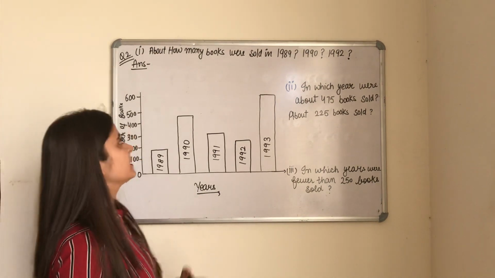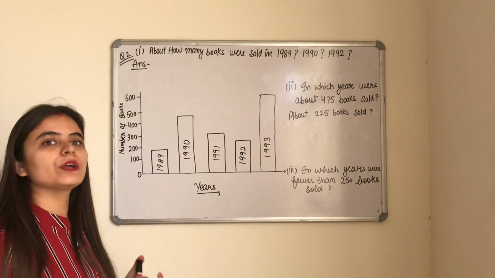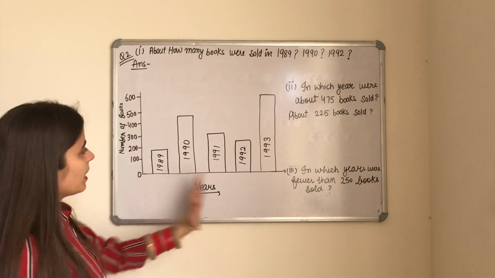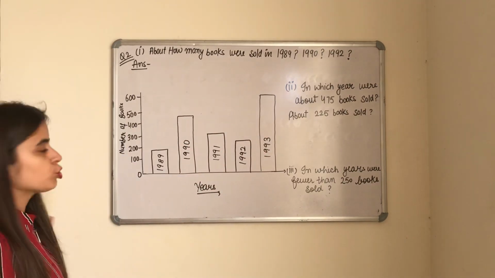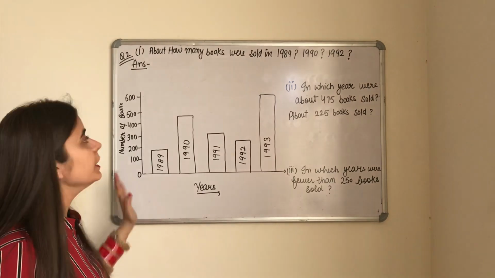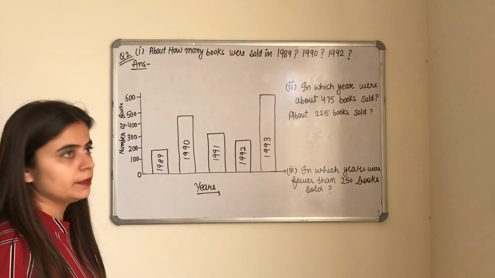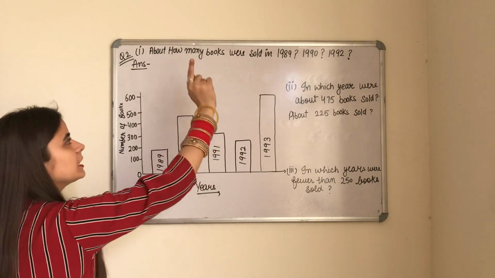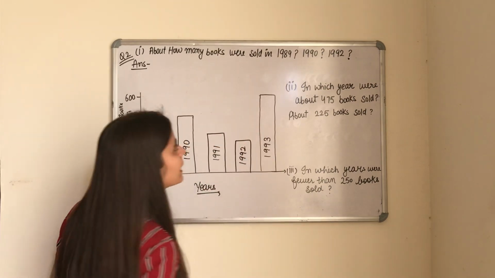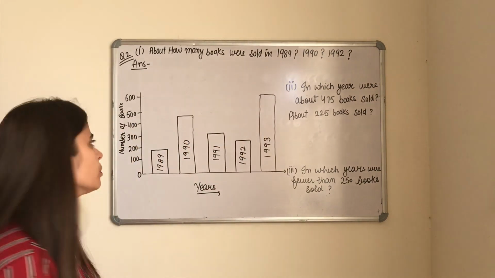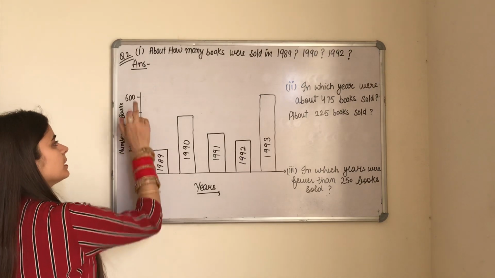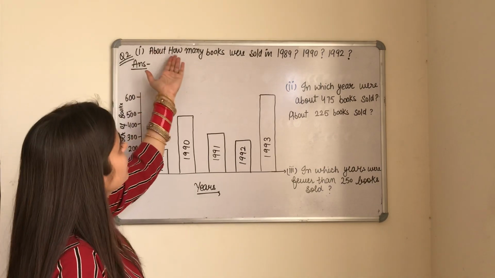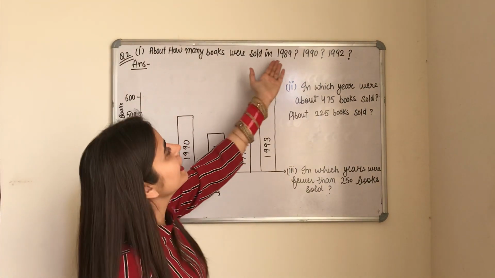Hello students, this is question number 2 of exercise 3.3 of Data Handling for class 7th. This is the bar graph given in the statement. By reading this bar graph, we need to answer some questions. What is the first question? About how many books were sold in 1989? This is just an estimation because no proper points are given here.